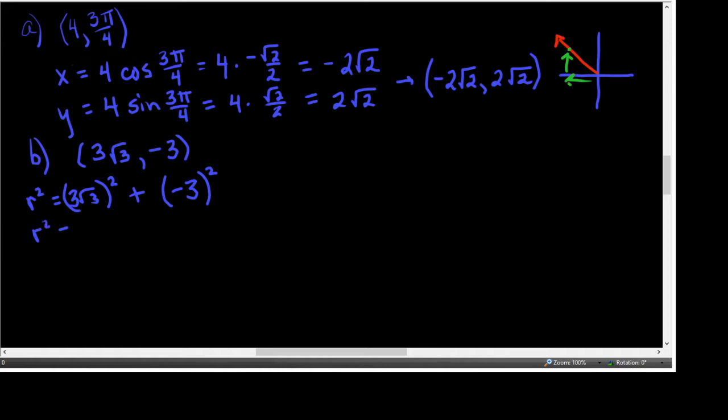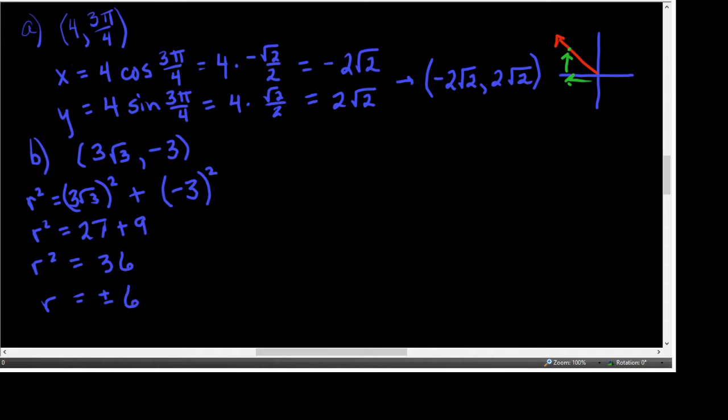All right, so 3 square roots of 3 squared is 9 times 3 is 27, plus the square of negative 3 is positive 9. 27 plus 9 is 36. And so that means that r is plus or minus the square root of 36, which is 6.